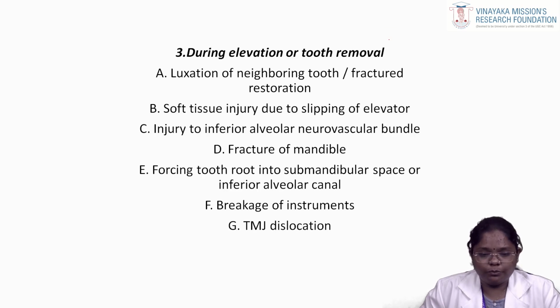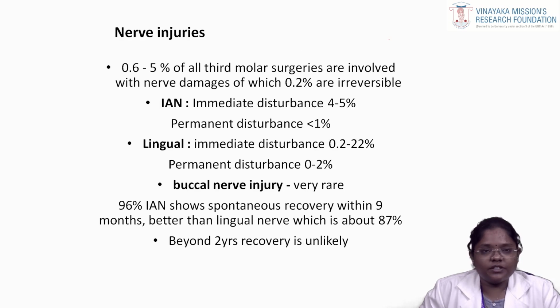During elevation or tooth removal, luxation of the neighboring tooth or fractured restoration, soft tissue injury due to slippage of the elevator, injury to the inferior alveolar neurovascular bundle when it is placed very close to the root of the third molar, fracture of the mandible, forcing the tooth root into the submandibular space or inferior alveolar canal can happen, breakage of the instruments, and TMJ dislocation can also happen. Nerve injuries.